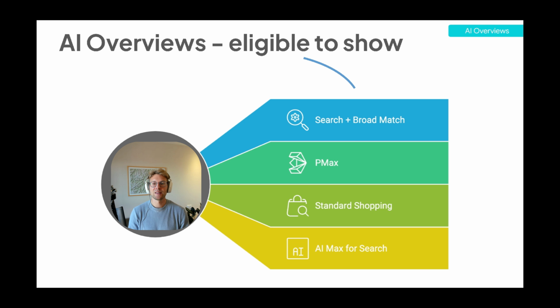Second campaign type is PMax. Obviously, Performance Max has been pushed a lot by Google since it came out 4 years ago. PMax campaigns are eligible to show ads on AI overviews. The same goes for standard shopping. They are also eligible to show shopping results within AI overviews. And Google's favorite for now, AI Max for search, which I think was made for AI overviews and AI mode to place relevant ads inside there. So yeah, you have those 4 options in order to be eligible to show in AI overviews.